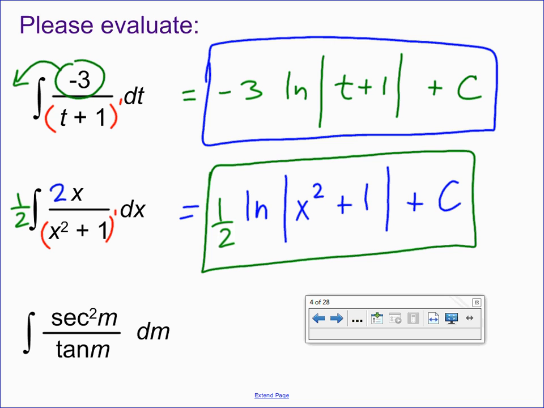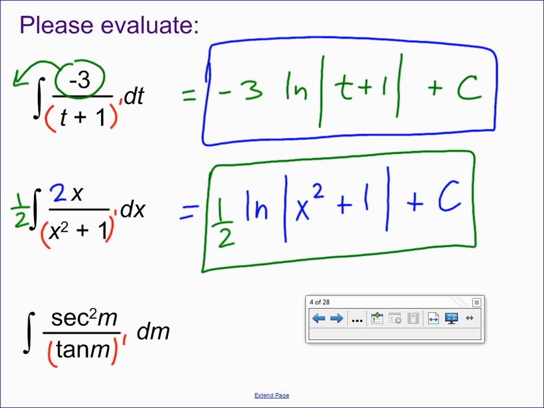Why is number 3 in here? Number 3 looks like it has trig function written all over it. And why? While the integrand function consists of trig functions, in fact, multiple trig functions, this is a natural log antiderivative. My quantity on the bottom is tangent of m, and that quantity is to the first power. That would be a candidate for a natural log antiderivative, so long as the derivative of that quantity is present.